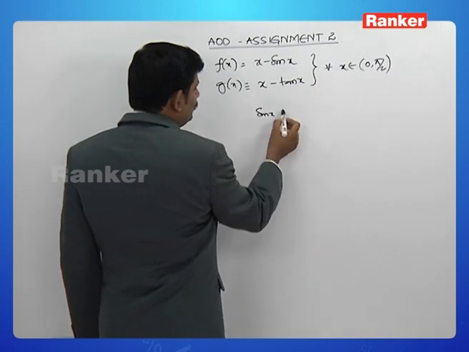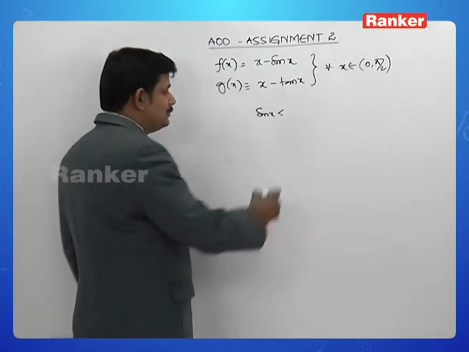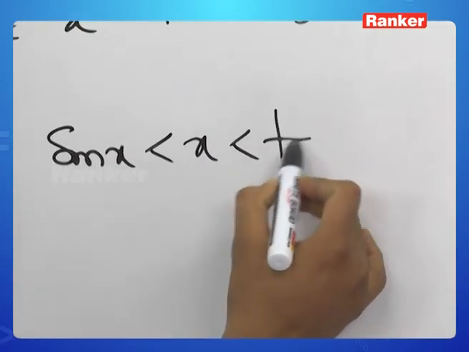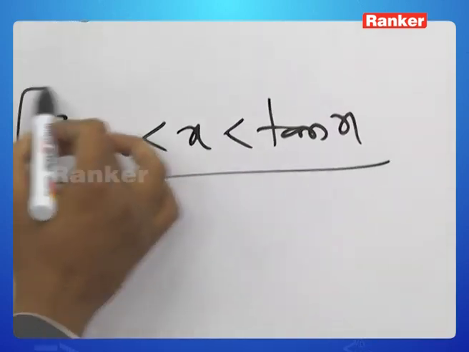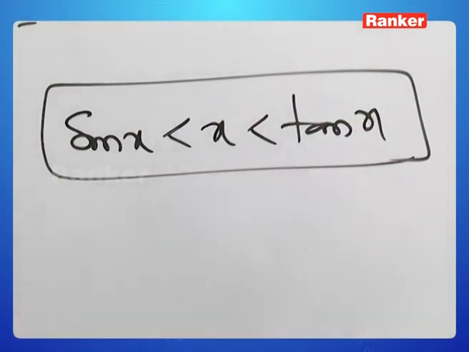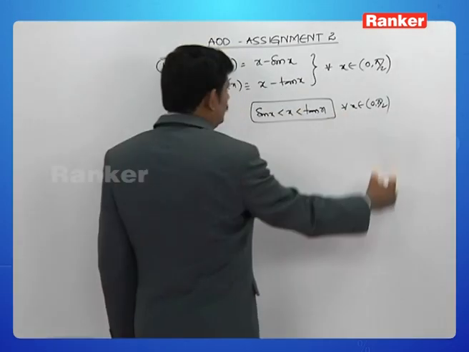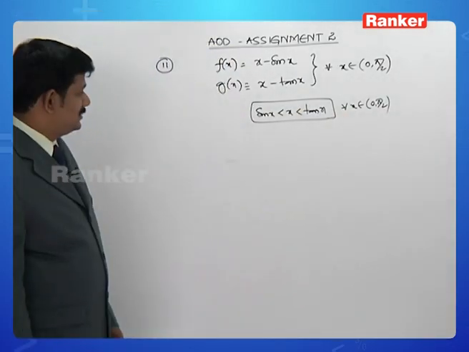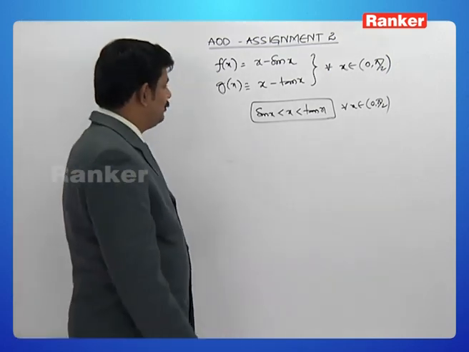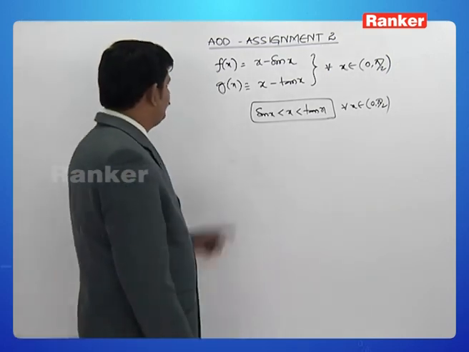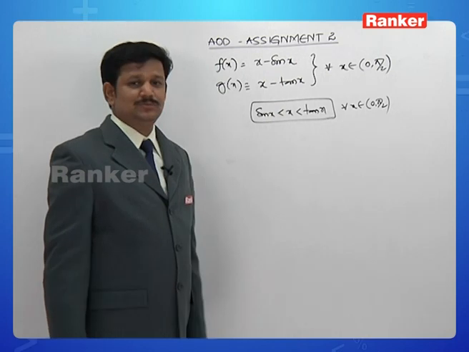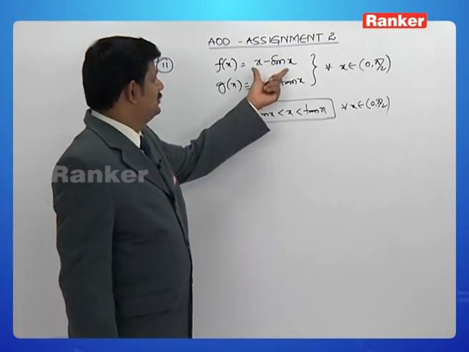In 0 to pi by 2, sin x will always be less than x, which will always be less than tan x. This is a very important inequality. For all x belonging to the open interval 0 to pi by 2, sin x will be less than x, less than tan x. We can prove this using monotonicity. Let f of x be equal to x minus sin x. Consider this as a function.